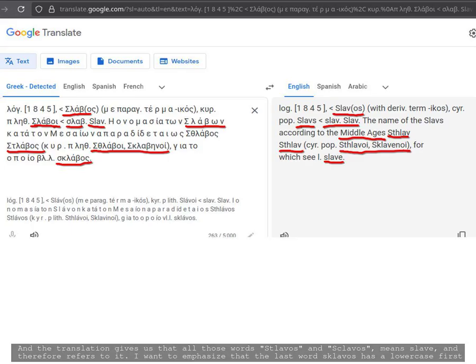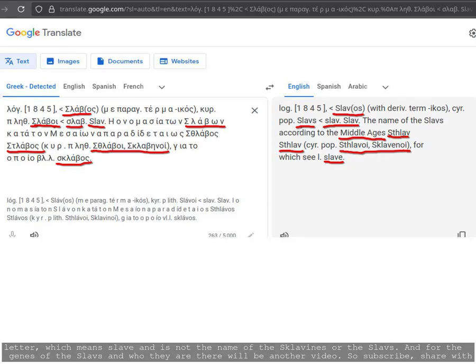I want to emphasize that the last word sklavos has a lowercase first letter, which means slave and is not the name of the Sclavines or the Slavs. And for the genes of the Slavs and who they are, there will be another video.